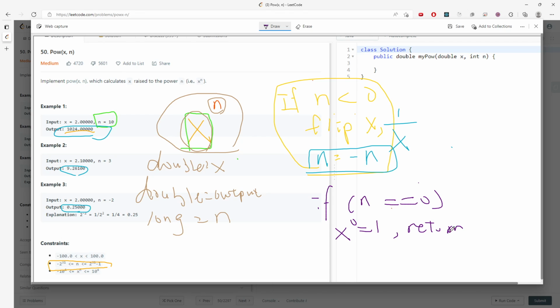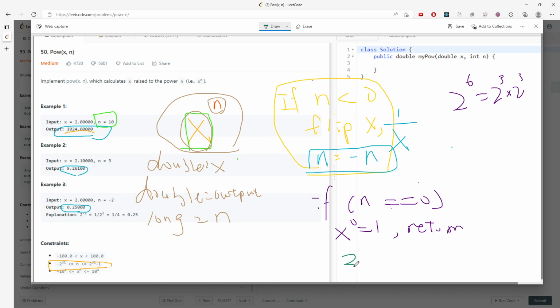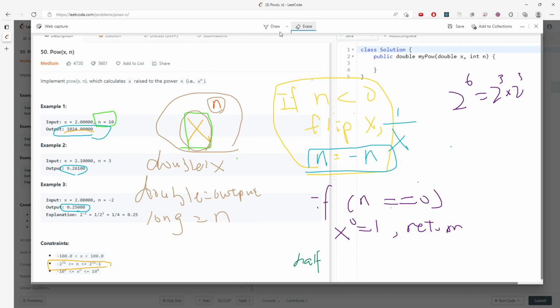And then if I know 2 to the 6, this is going to be 2 to the 3 times 2 to the 3, right? So we don't actually need to calculate all the way from 2 to the 4 to 2 to the 6. That is not really relevant, because when we know 2 to the 3, we just know 2 to the 3 times 2 to the 3 is equal to 2 to the 6, right? So we just have to know the half of the value for 2 to the 6. So I'm going to just say half. Half is going to be what?